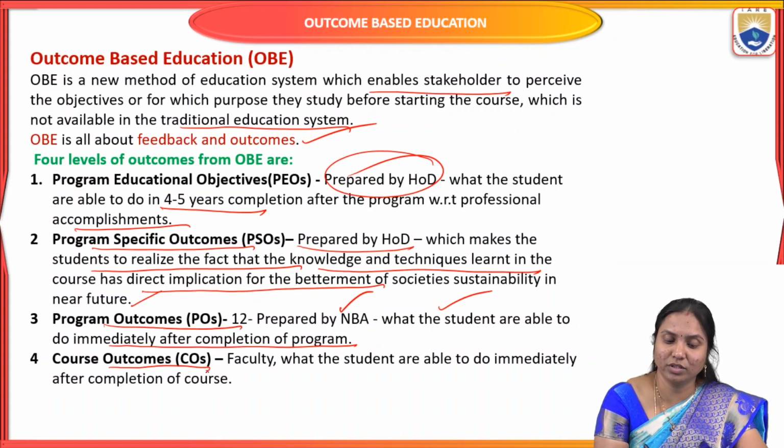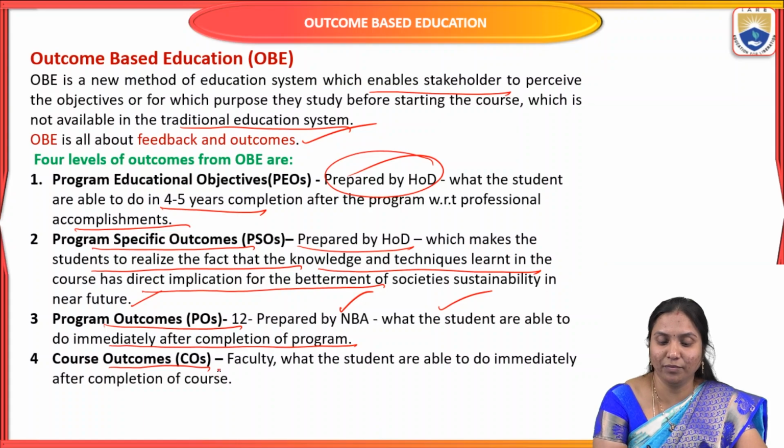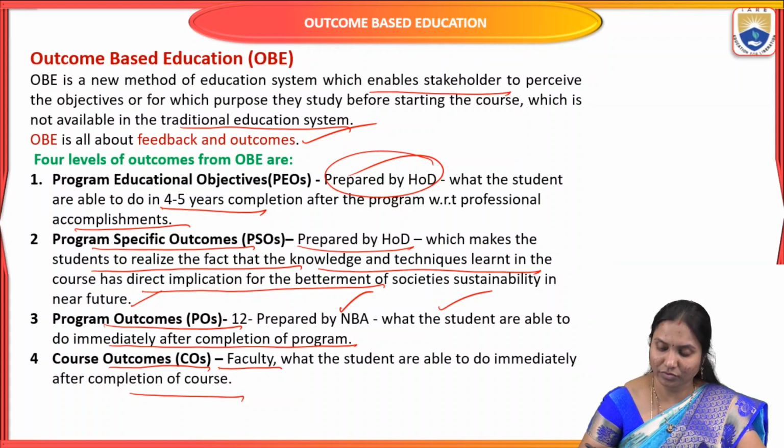And the next one is course outcomes, which are prepared by faculty. Here, what the students are able to do immediately after the completion of a course. Course means the subjects in the program. So course outcomes are generally prepared by the teaching faculty. So there are 4 levels of outcome based education.